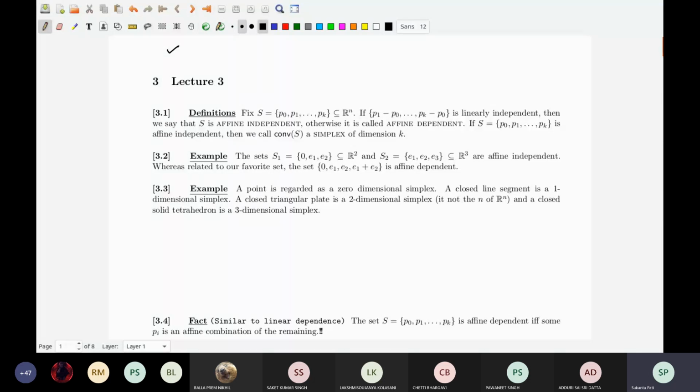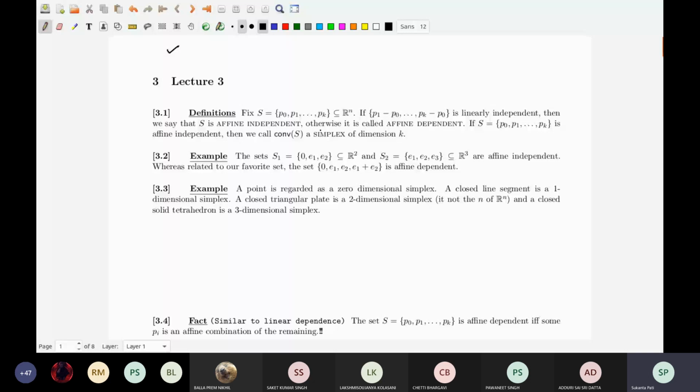So here is a definition. It is very similar to linearly independent. This one is called affine independent. If you have a set of points P0, P1 to Pk, you say this set is affine independent if P1 minus P0, P2 minus P0, up to Pk minus P0 is linearly independent. That's when we say it is affine independent. Otherwise, it is called affine dependent.